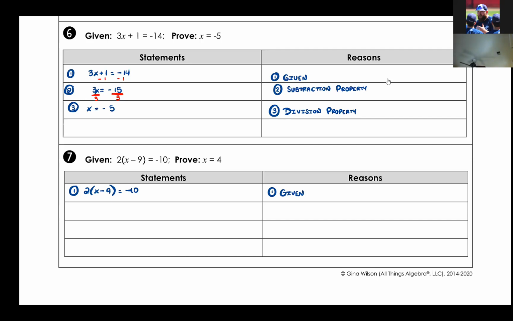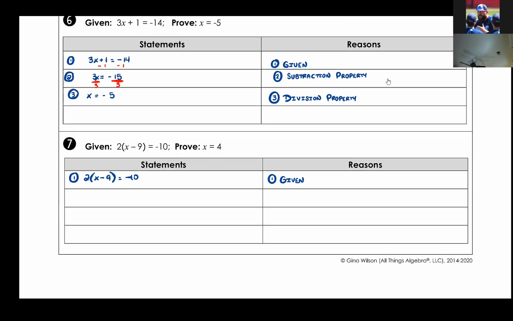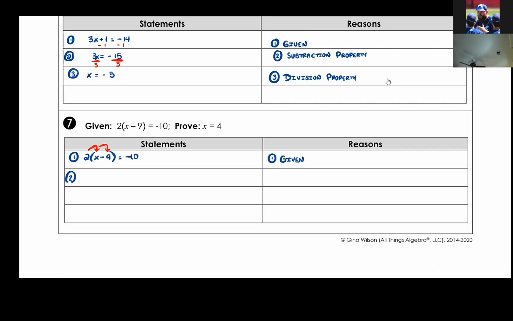All right, we're trying to solve for x. What do you guys want to do first? And this time, remember, we're going to justify as we go. You want to distribute, so we're going to take that 2 and multiply it into both terms of our binomial. So 2 times x, 2x, 2 times negative 9, negative 18. And what justification are we using there? Distributive property.